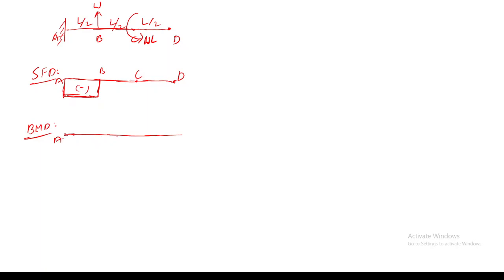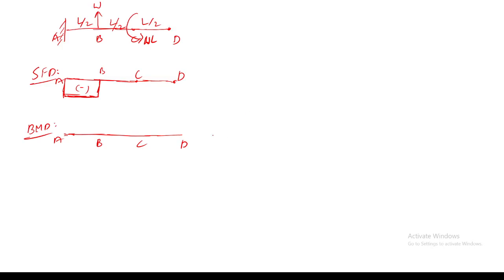What will be the variation of the bending moment diagram from A to B, and what will be the variation from B to C and C to D? A to B should be linear. The magnitude of the bending moment at A, how much will it be? Is it WL by 2 or WL?